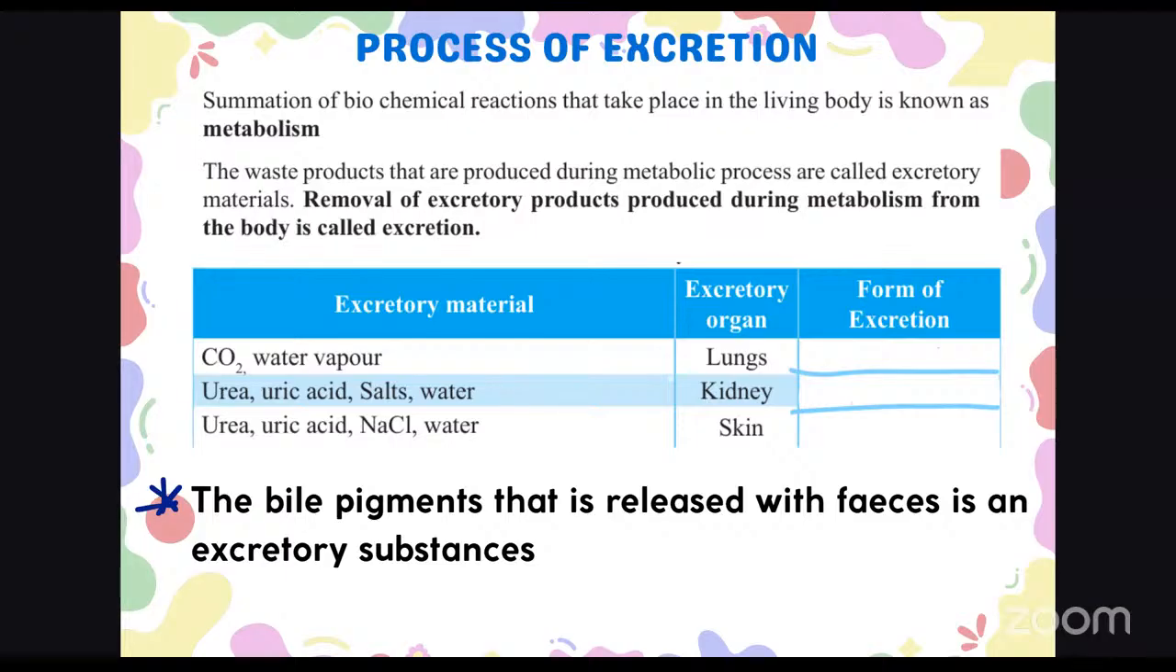This is an important point. Bile pigments that are released with feces are an excretory substance. This is like a hidden point. It's right there in the book, but most of us wouldn't pay attention to it. So if a question about bile pigments appears in the MCQ, we would definitely not write it as an excretory substance, because we think bile belongs to the digestive system, and the digestive system is not a part of excretion. Yes, I know, but they've given it in the book: bile pigment released with feces is an excretory substance. So please know that.